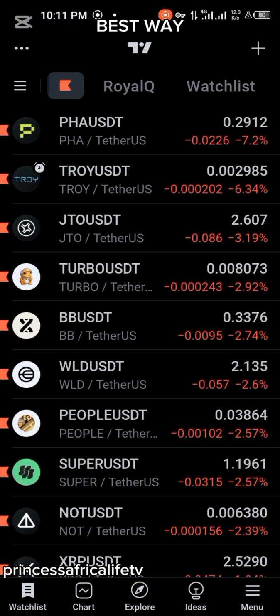Remember the first time we talked about choosing the big red candlesticks. I'm going to be adding one or two more indicators for you to be able to know how to set a trade. So first of all, you come to your TradingView.